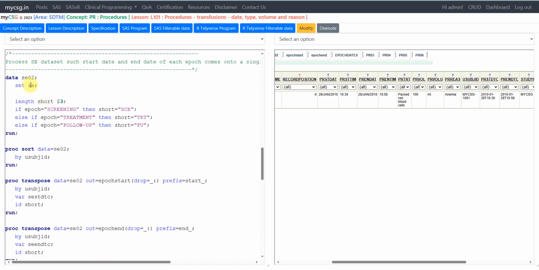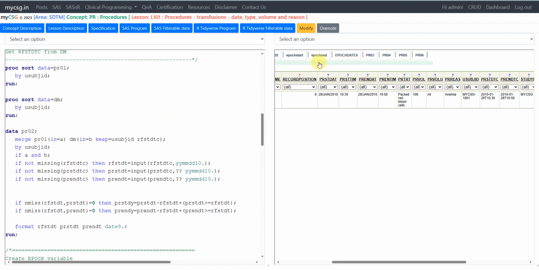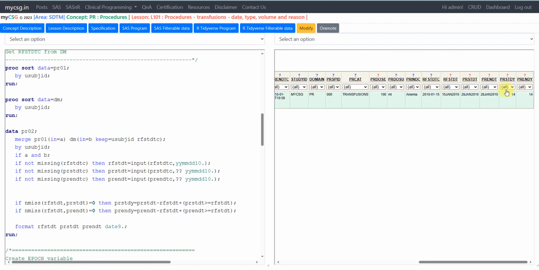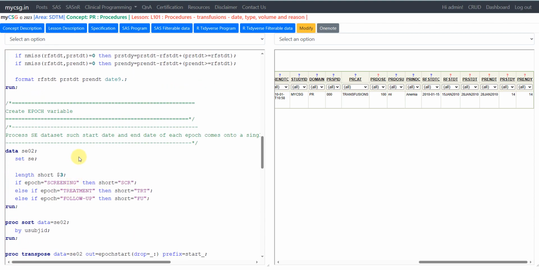So here I am using SE02. Let's take a quick look at our PR02 dataset and see how our PRSTDY and PRENDY are appearing. Both of them were falling on the same day, so we should have PRSTDY and PRENDY the same. So we have that populated correctly. So let us now see the derivation of the epoch variable.